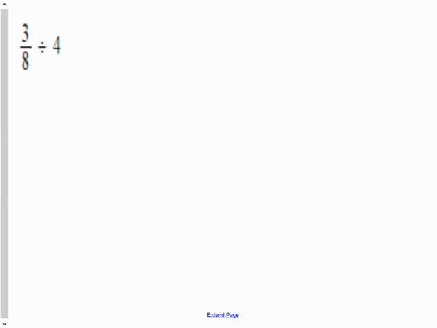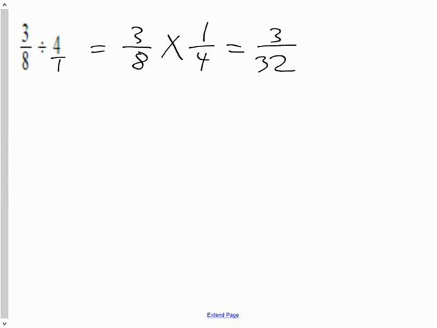Question number 13 says 3/8 divided by 4. Represented this way is probably the best way to think of it, because our easiest way to solve a division is to keep your first fraction, change the division to multiplication, and the reciprocal of 4 is actually a quarter. And now that you have it written that way, multiply your numerators to get 3, multiply your denominators to get 32, and you have a final answer of 3/32.